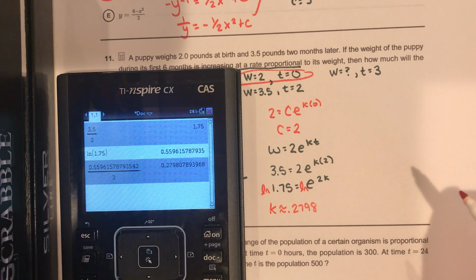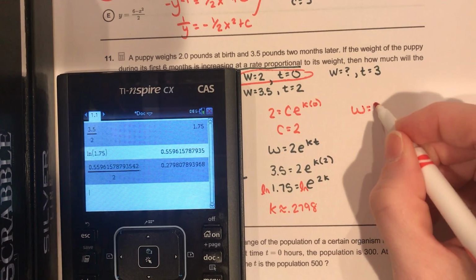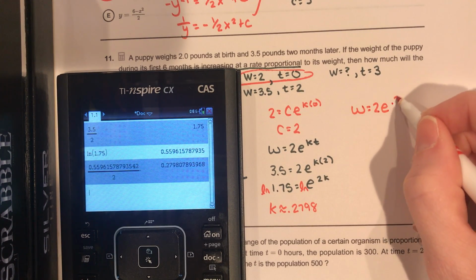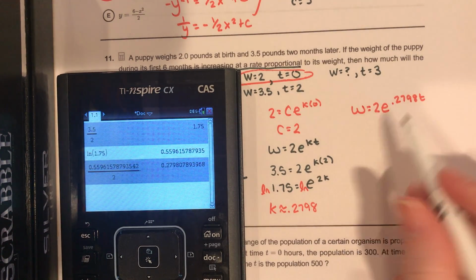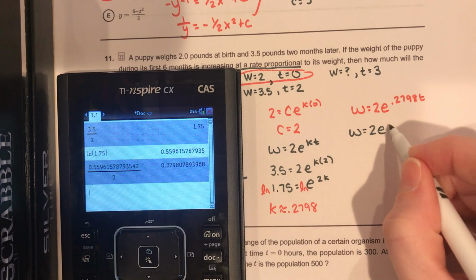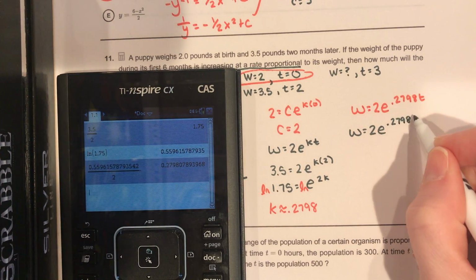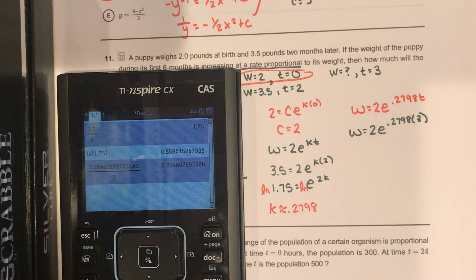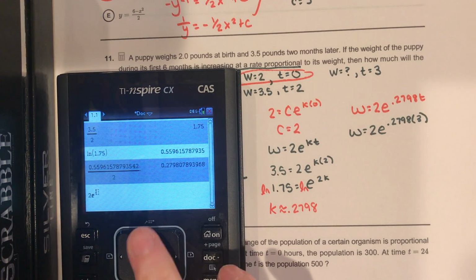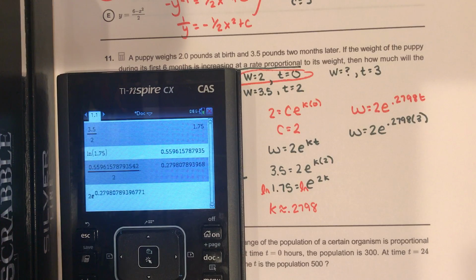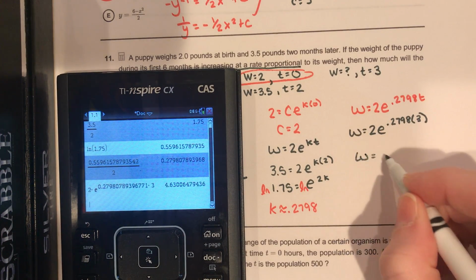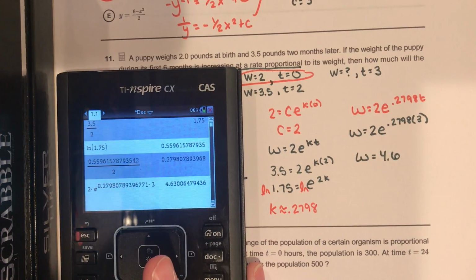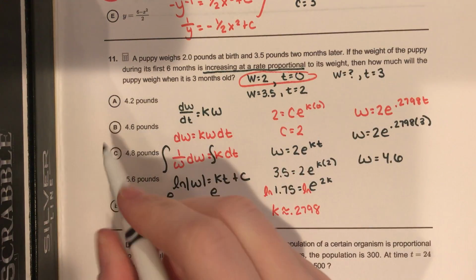So I'm going to write my solution again. Now that I know k and I know C, W equals 2e to the 0.2798t. Now I can see how much the puppy weighs when he's 3 months old. 2e to the decimal value. So let's plug that in our calculator. 2e, now I'm going to pull this decimal up so I don't have to enter it in again, times 3 gives me 4.6 approximately. So let's see if that's an answer. Yep, it's choice B.